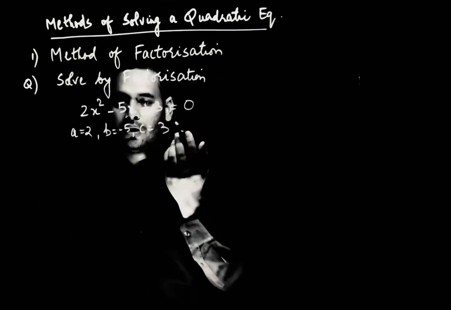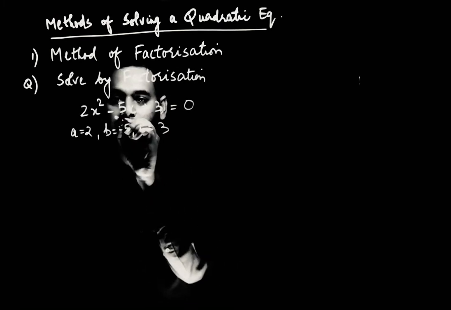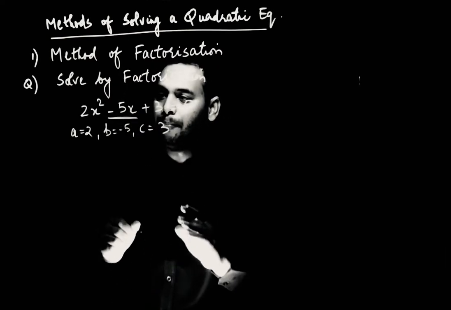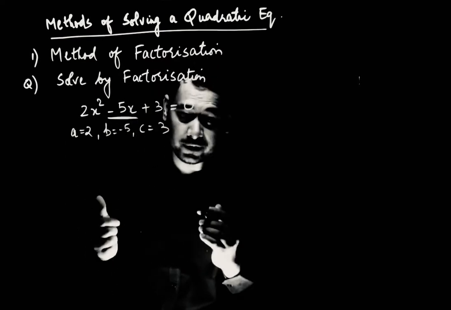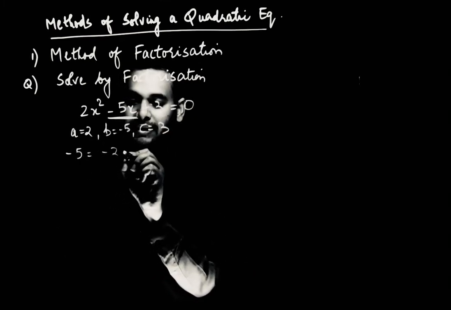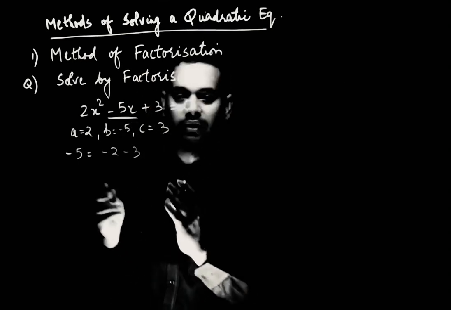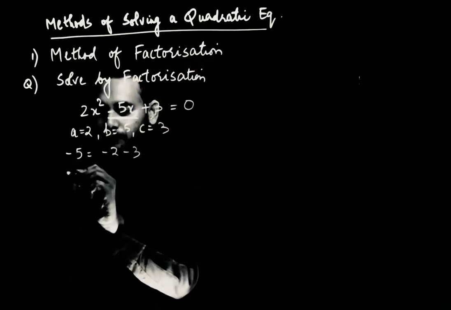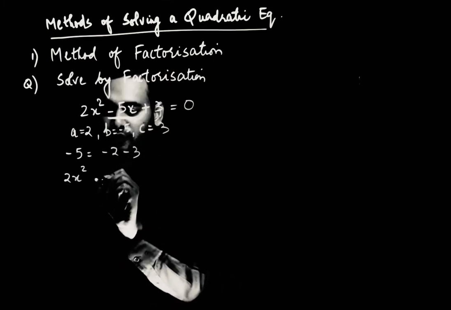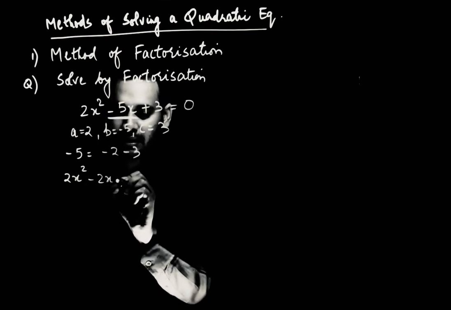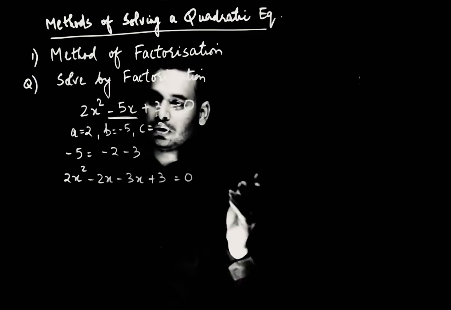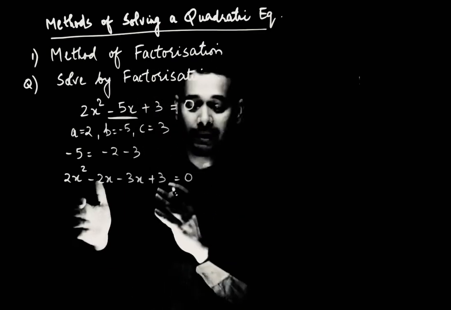Now how to solve it? What you have to do is, see, this is the middle term, minus 5x. You have to split this middle term. How can you write minus 5? You can write minus 5 as minus 2 minus 3, isn't it? So we can split the middle term, minus 5x we can write as minus 2x minus 3x, and then comes your plus 3 equal to 0. So your middle term has been split.